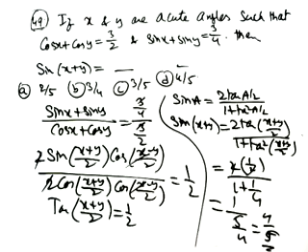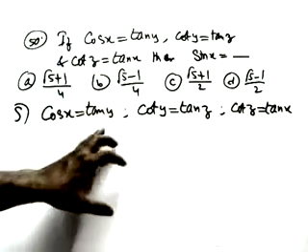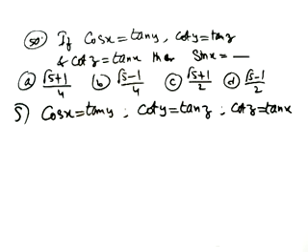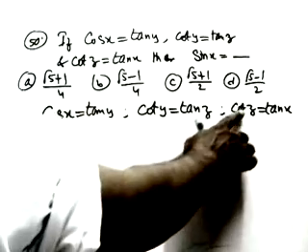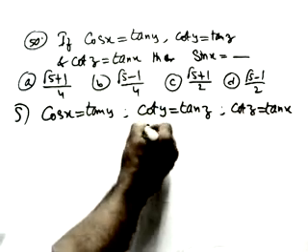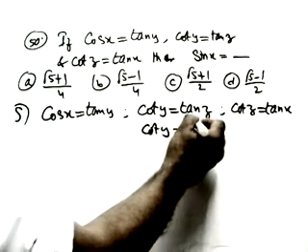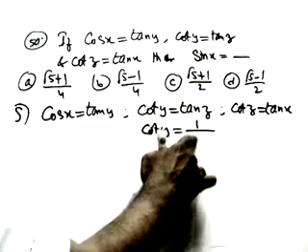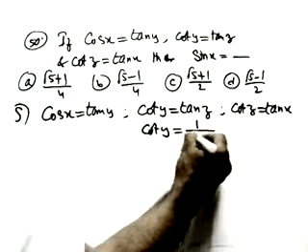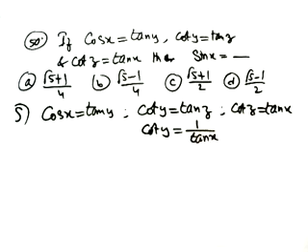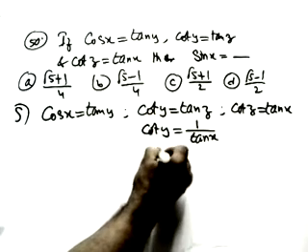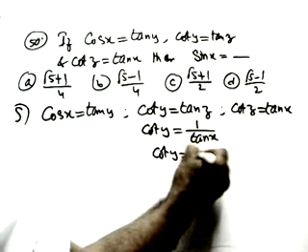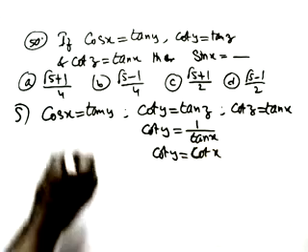Now let me do one more question. See here the next question. Cot x equals tan y, cot y equals tan z, cot z equals tan x, then sin x equals dash. Now watch carefully. Cot z is tan x. Cot y equals tan z can be written as 1 by cot z, but cot z is tan x. So bring this to the numerator: cot y equals, we can say, cot x.